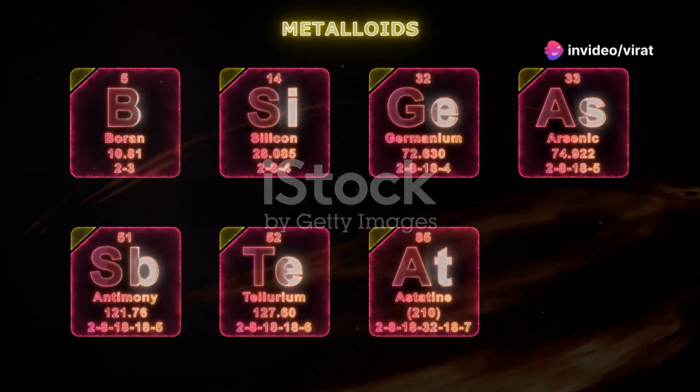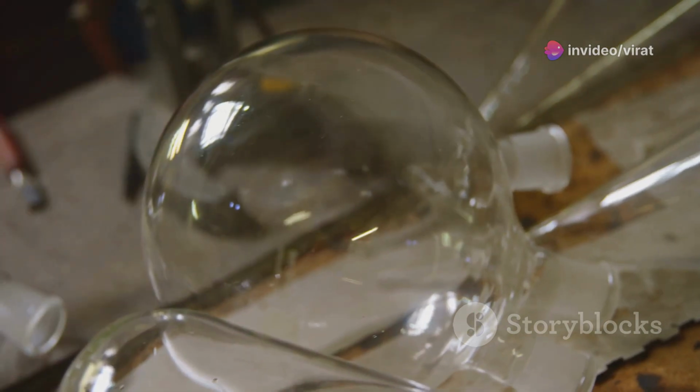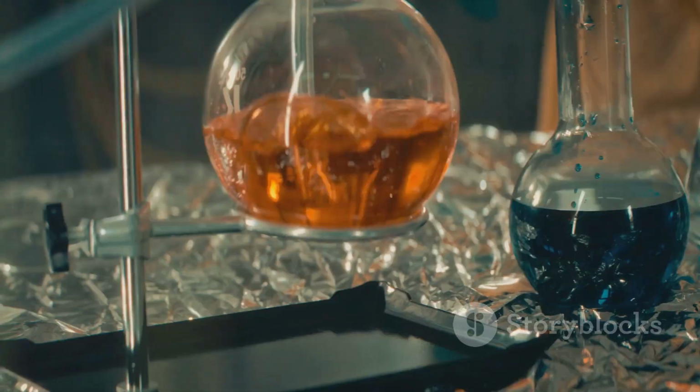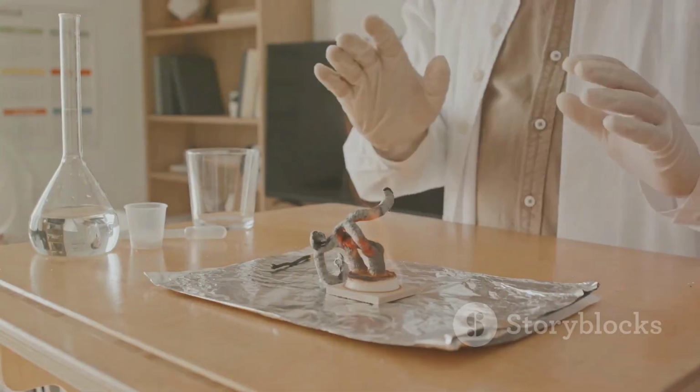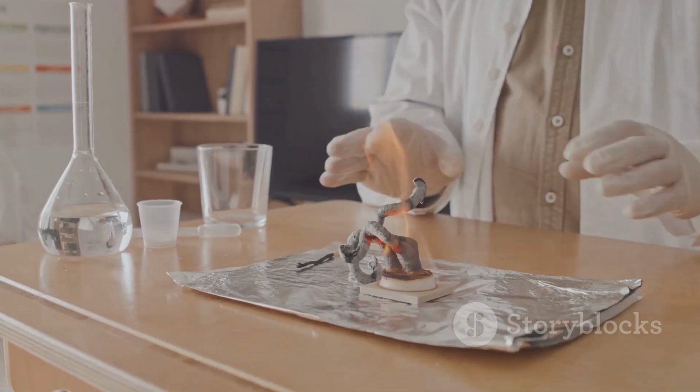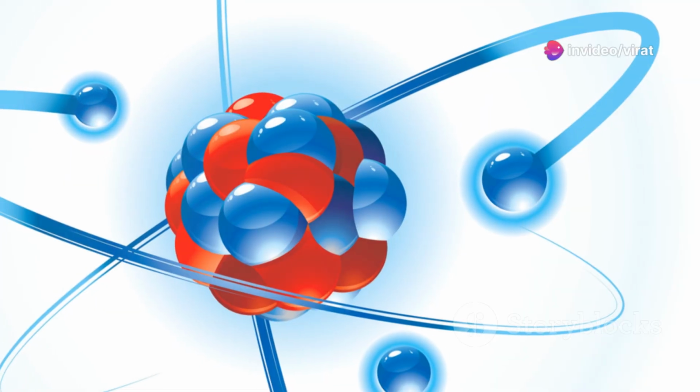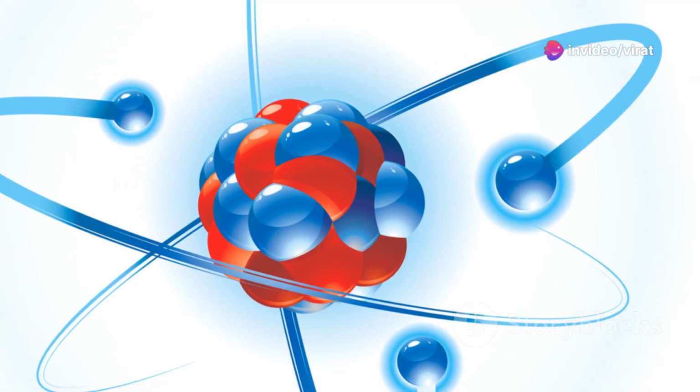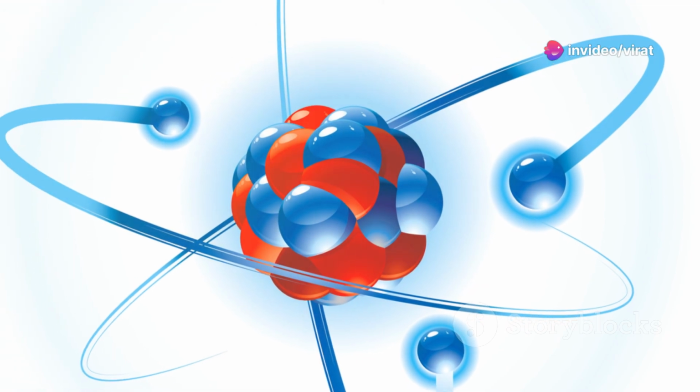Section 6, halogens, the salt formers. Now let's move on to group 17, the halogens. These elements are highly reactive nonmetals, known for their ability to form salts when they react with metals. Halogens have 7 valence electrons, meaning they only need one more to achieve a stable full outer shell.